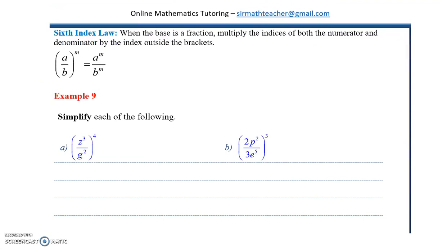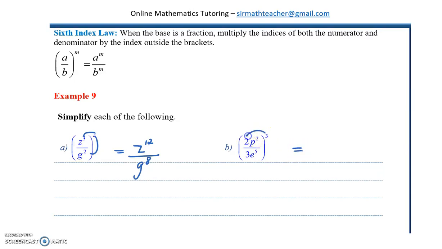Sixth index law. When the base is a fraction, multiply the indices of both the numerator and the denominator by the index outside the brackets. Simplify each of the following. So z cubed to the 4, 3 4s are 12, so z to the 12 over g squared is also applied to the power of 4, so 2 4s are 8. So z to the power of 12 over g to the power of 8.